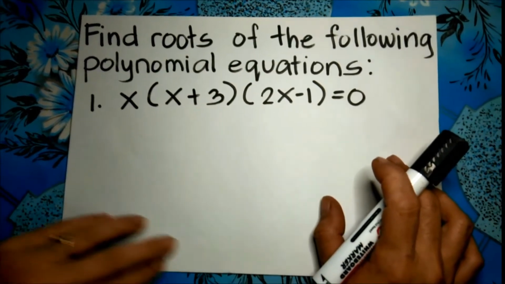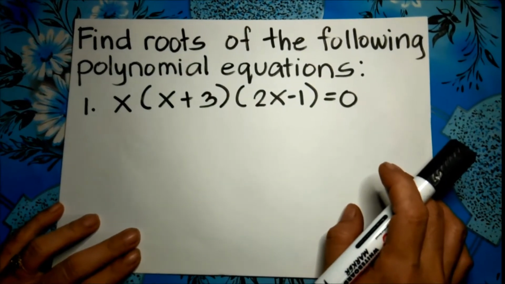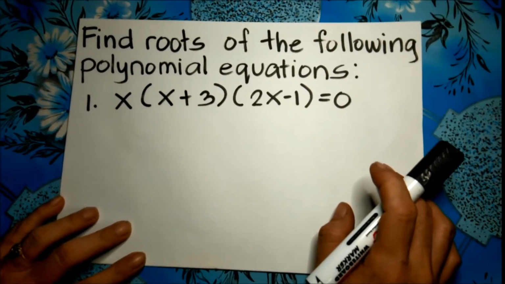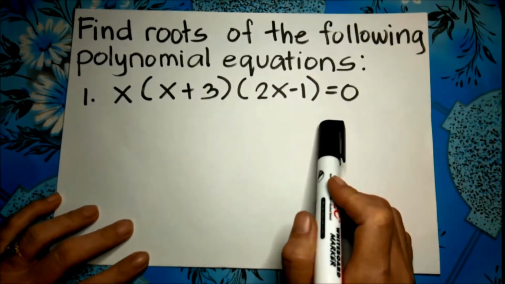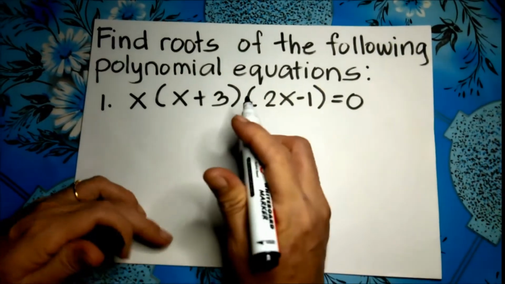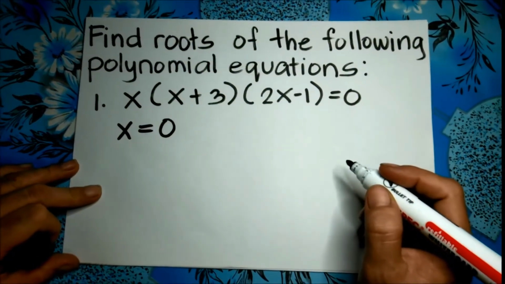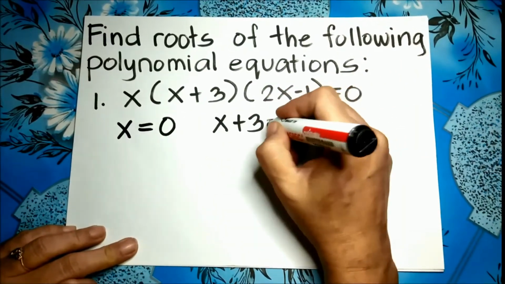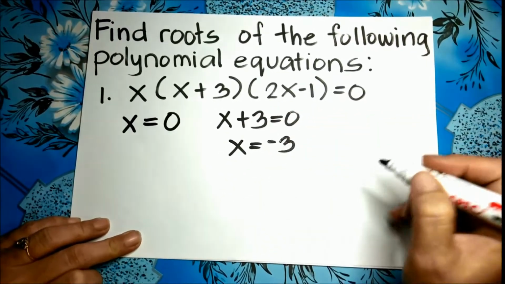Find the roots of the following polynomial equation. Number 1, x times (x plus 3) times (2x minus 1) equal to 0. Now if the polynomial equation is in factored form, then it is easy to find the roots. All you have to do is to apply the zero product property. So let's start. For x, this is simply x equal to 0. Now for x plus 3, we have x plus 3 equal to 0. Therefore, x is equal to negative 3.